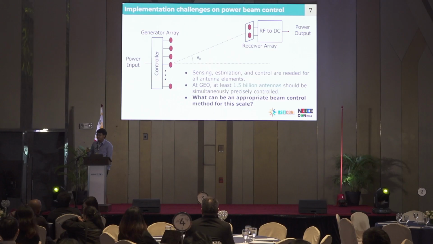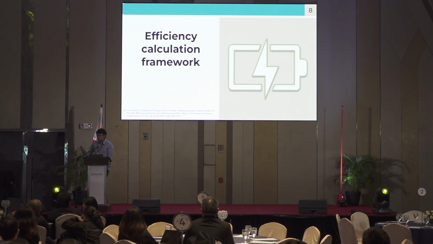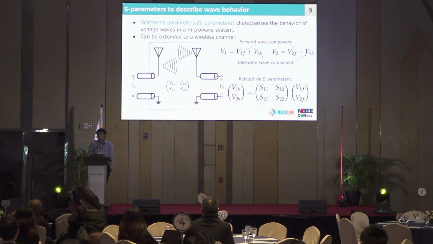Before we go there, let's look at how we compute the wireless power transfer efficiency. Okay, so this is the framework that we use to calculate the efficiency of wireless power transfer. We base it on what we call scattering parameters. Because we're dealing with waves, we use the scattering parameters to characterize the wireless power transfer.